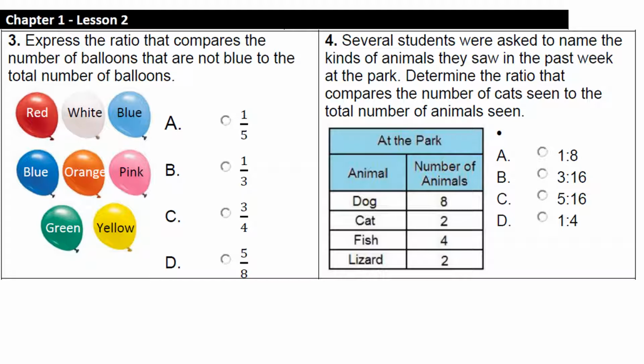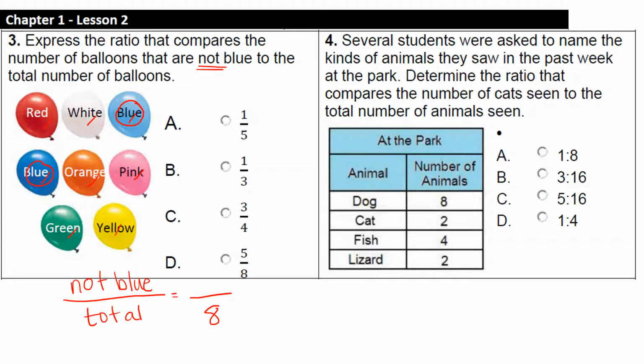Question number 3. Express the ratio that compares the number of balloons that are not blue to the total number of balloons. So we're going to set up our ratio as a fraction, not blue compared to total. All right, so let's start off with the total this time. 1, 2, 3, 4, 5, 6, 7, 8. We have 8 balloons in all, and this balloon is blue and this balloon is blue.